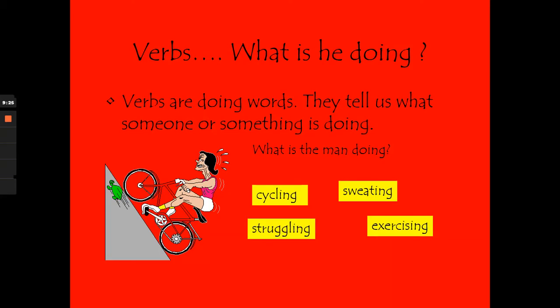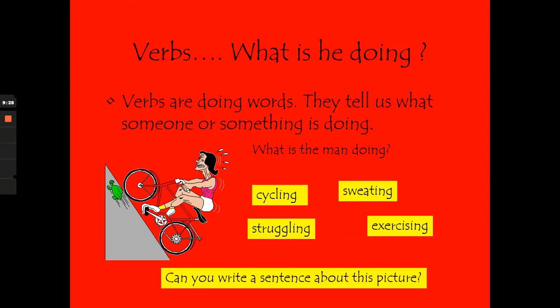And he is struggling. Can you write a sentence about this picture? Again, you don't have to write it. Write it if you want to, but you could say it aloud or say it in your head, okay? You don't have to write this down if you don't want to. We're just practicing going through using them. So can you think of a sentence about this picture? Okay, using your verbs.